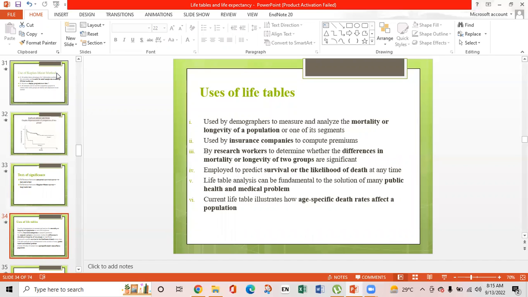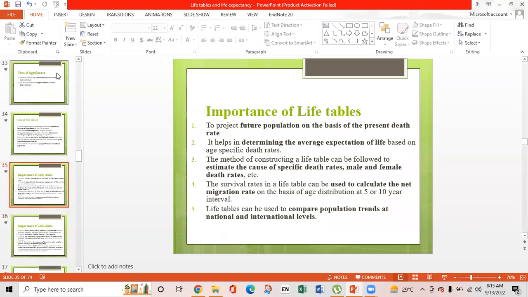Current life table illustrates how age-specific death rate affects a population. This slide shows the importance of life tables to project future population on the basis of present death rates. It helps in determining the average expectation of life based on age-specific death rate. The method of constructing a life table can be followed to estimate the cause-specific death rates, male and female death rates, etc. The survival rates in a life table can be used to calculate the net migration rate on the basis of age distribution at 5 or 10 years interval.